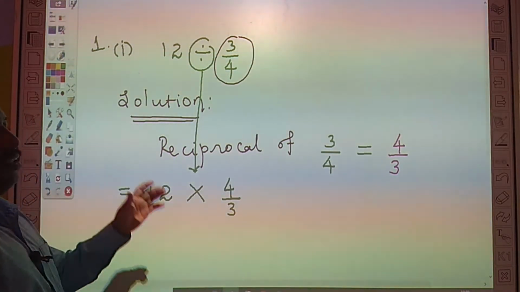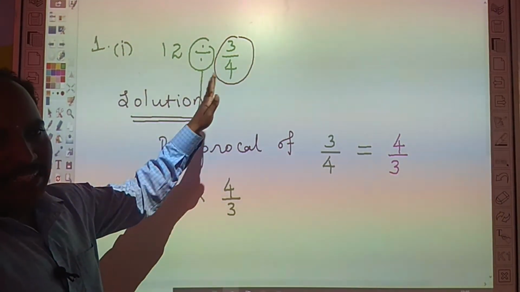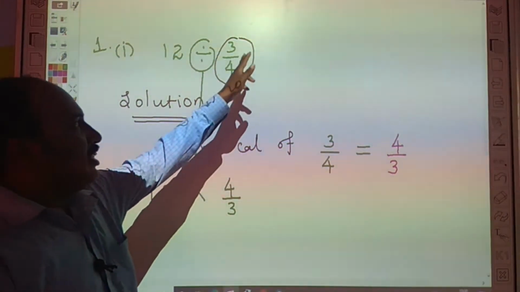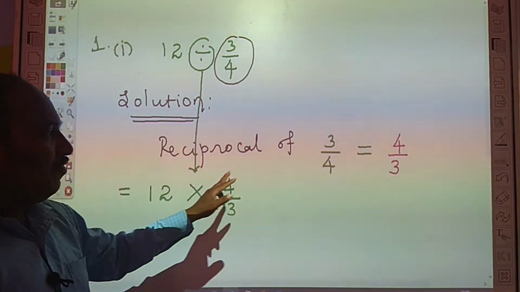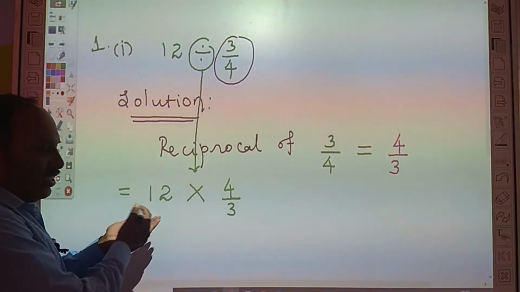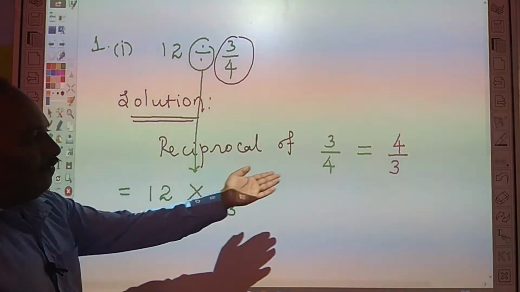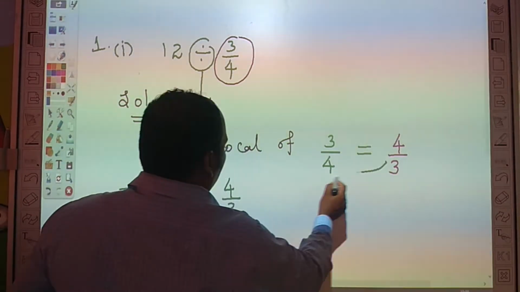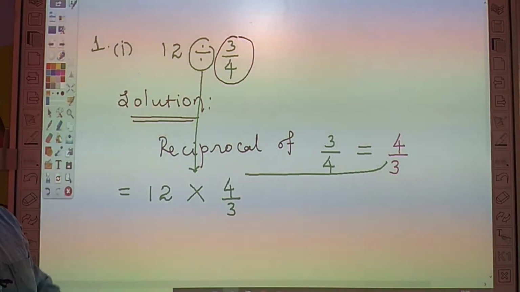Listen here, first one 12 divided by 3 by 4. We take the reciprocal of 3 by 4, which is equal to 4 by 3. The given number is 12. We multiply by 4 by 3. 12 into 4 by 3.